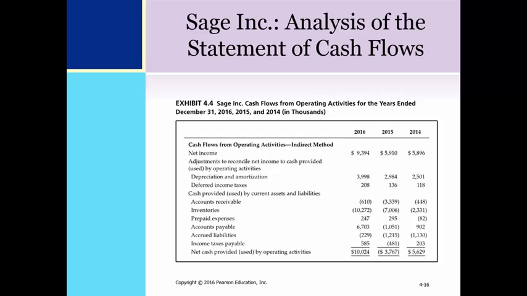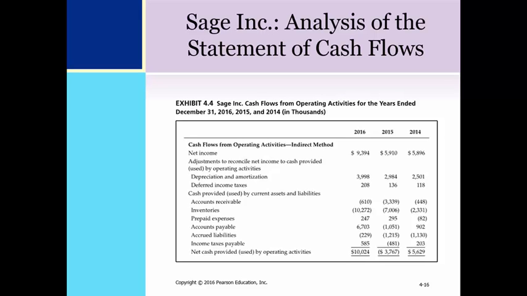For Sage, CFO was positive in 2014, but slightly less than the net income amount. In 2015, CFO was negative and far below the net income amount. In 2016, CFO has increased to a positive amount and is now greater than net income. Why has CFO differed from net income each year?